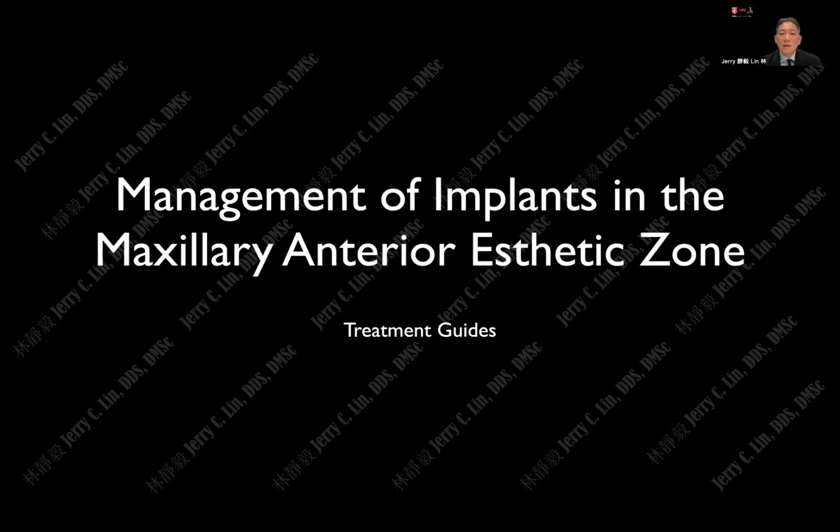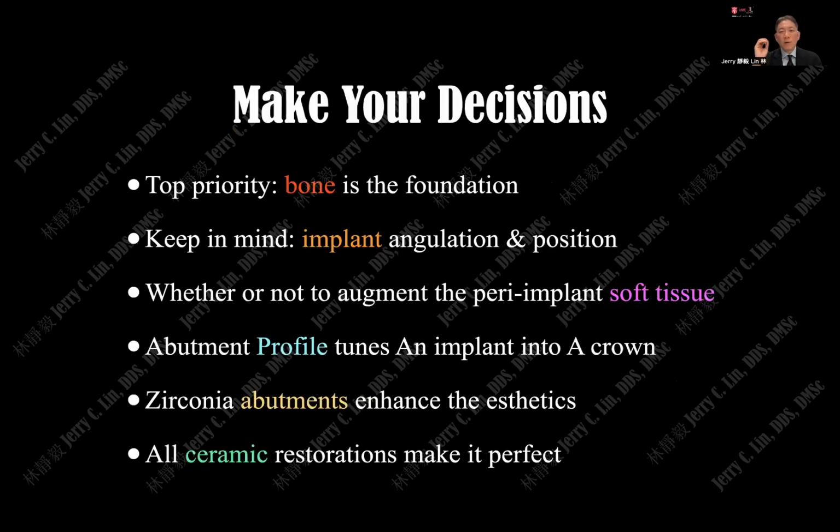So how do we manage implants in the aesthetic zone? I would like to propose a treatment guide for the audience. First, we need to make decisions. The top priority: bone is the foundation. And then we need to keep in mind that implant position and angulation would affect the bone in a certain way. So the implant should be placed in the right angulation and right position. And third, we need to consider whether we need more soft tissue or not. And soft tissue volume is also a key element for aesthetics.